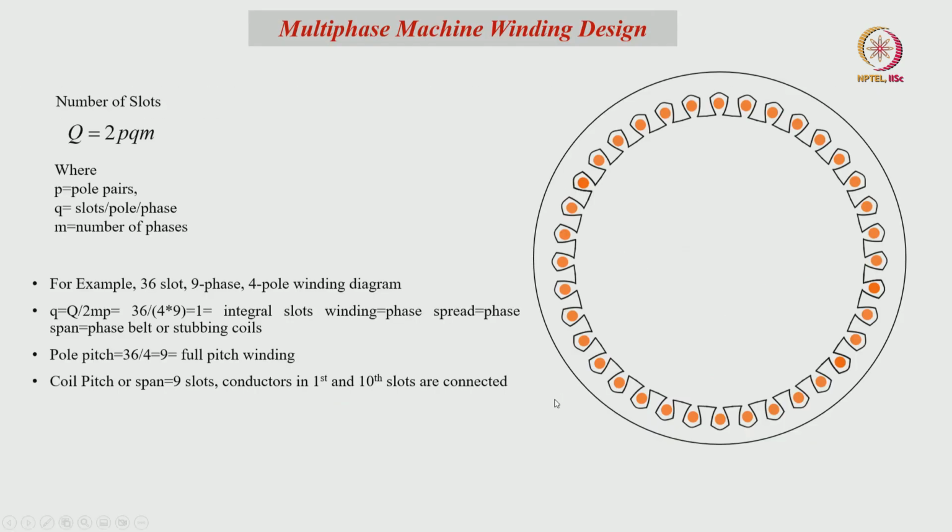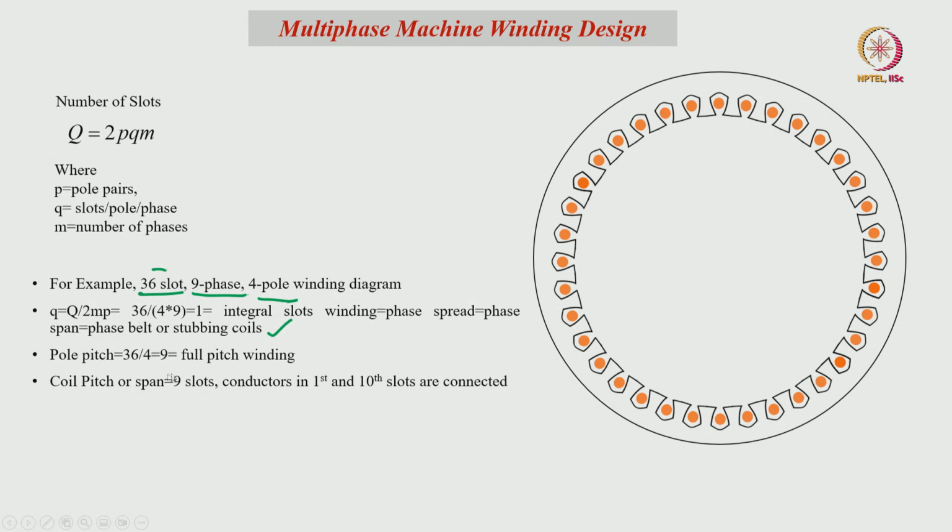Let us consider the 9-phase machine. The example is a 36 slot, 9-phase, 4 pole machine, and we will see how to develop the winding and how to change the number of poles. The slots per pole per phase is equal to 1 with respect to the 36 slots. It is 36 by 4 into 9, that means slots per pole per phase is 1. It is a concentrated type of winding and the pole pitch is equal to 9.